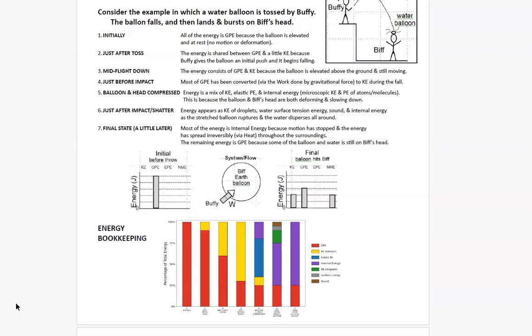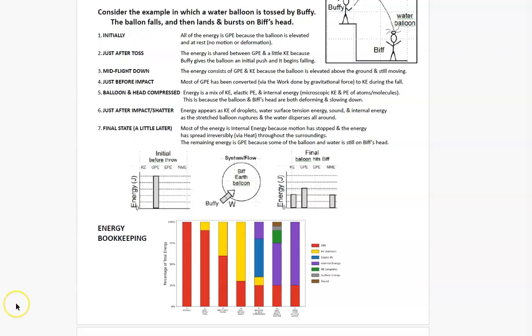And in number three, the energy consists again of the gravitational and kinetic. We have still more kinetic as it's falling. And in the fourth state, just before impact with Biff's head, there's significantly more kinetic energy. Now, if this was landing on the ground, eventually almost all the energy would become kinetic energy, but it's landing on Biff's head, and Biff's head is about 5 to 6 or more feet above the ground. So there's going to be some gravitational potential energy even after it hits his head.